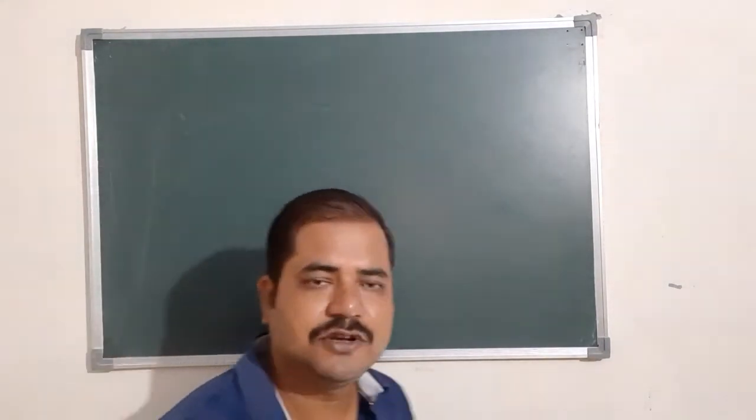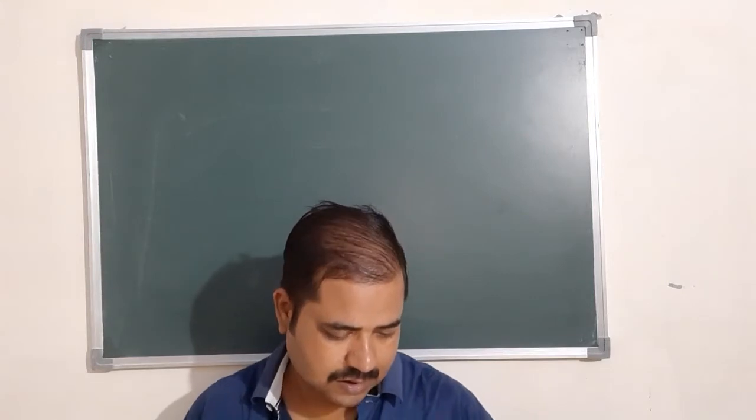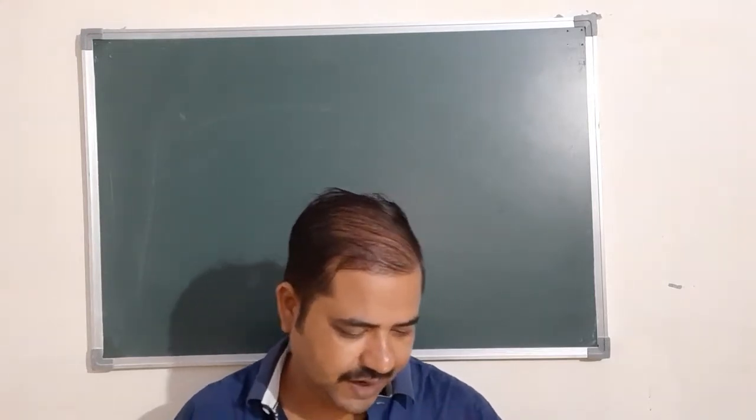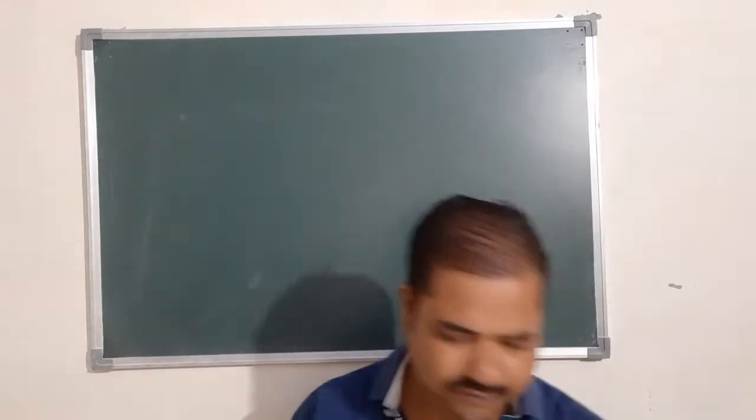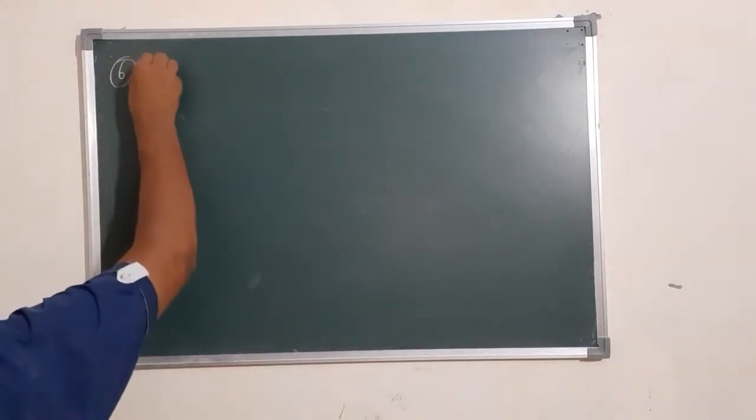Name the type of quadrilateral. See question number 6. Name the type of quadrilateral formed, if any, by the following points and give the reason for your answer. So we have to take the first one. First question, sixth question, first part.